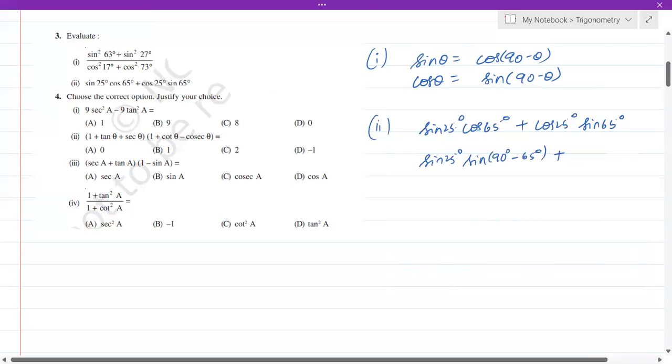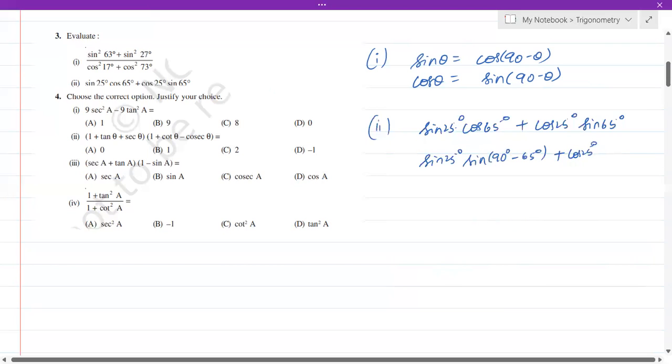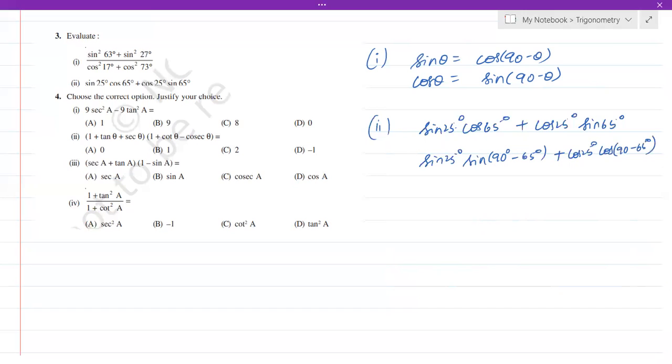I'm sorry. Let me erase it and rewrite it. Cos 25 degrees. Sine theta can be written as cos of 90 minus theta. Or I can say it in other words. Here we change 65. Here also let's change 65. That will be the best.